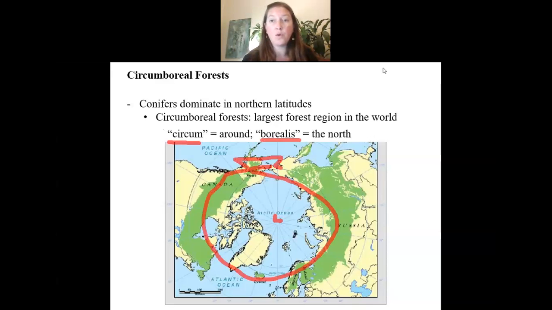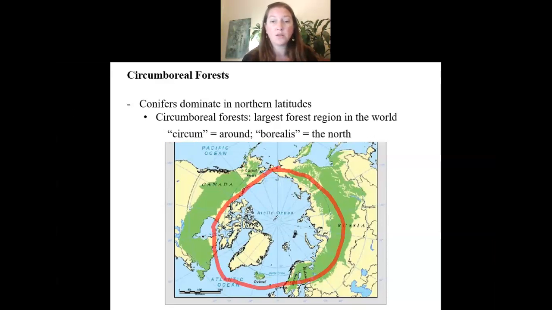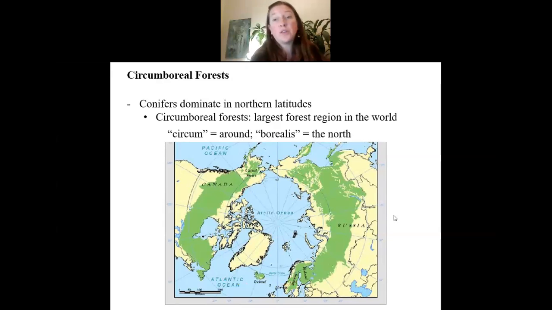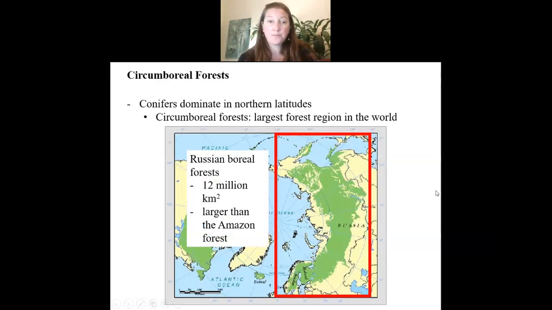Can't draw to save my life here. Circles, forests that circle the north. Here's the north there. And in those forests, this is the largest forested region in the world, larger than any forest you've heard of before. And it is dominated by conifers.